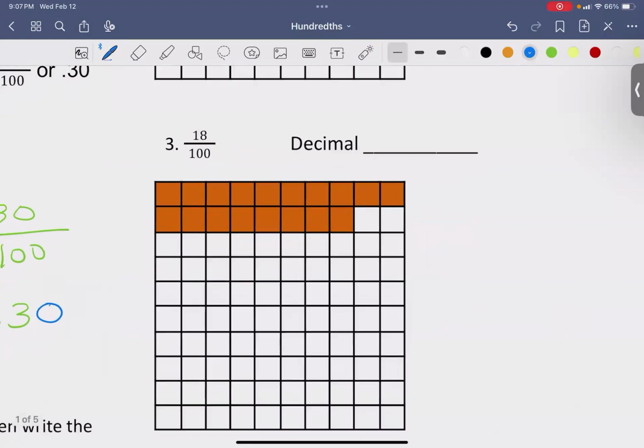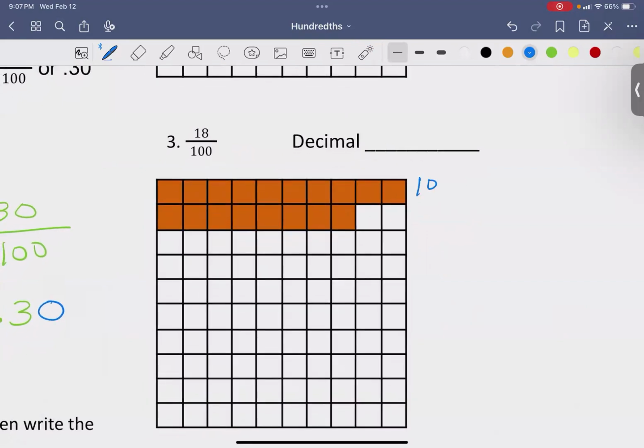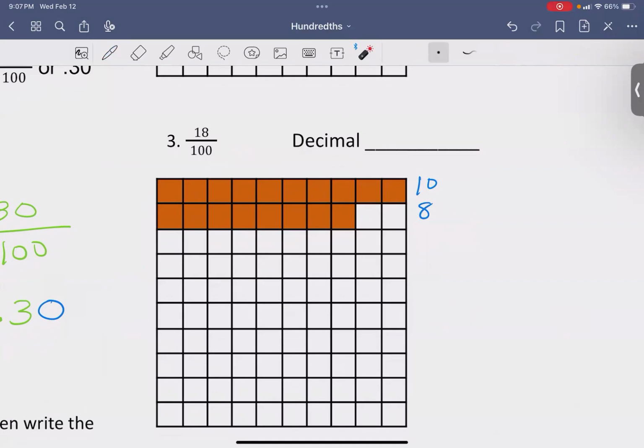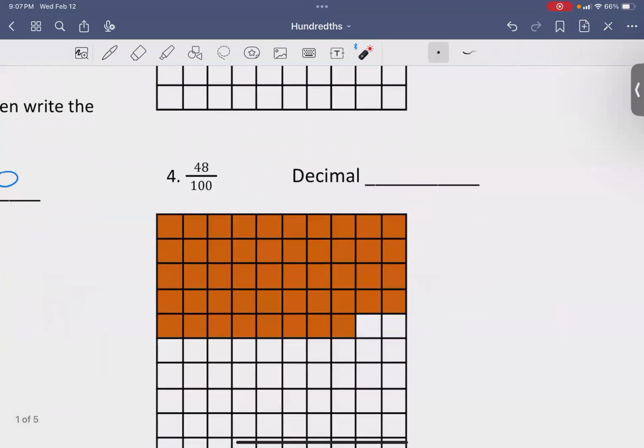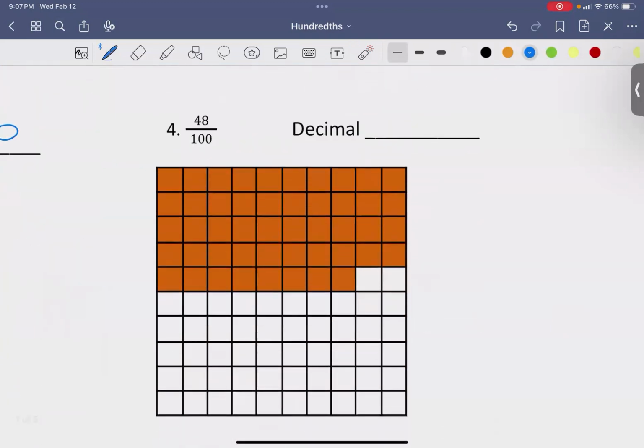We have 10 out of the 100 and 8 out of the 100. So we have a total of 18 out of the 100, or 18 hundredths. As a decimal, 18 hundredths. Here we have 48 hundredths: 10, 20, 30, 40, 41, 42, 43, 44, 45, 46, 47, 48. 48 hundredths.